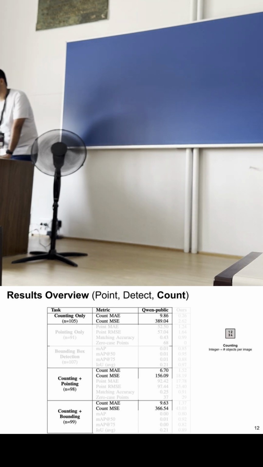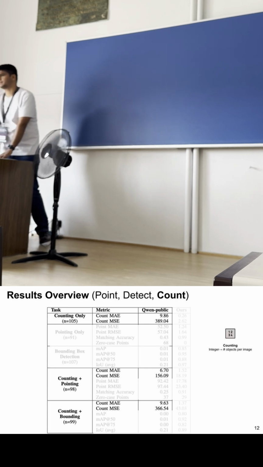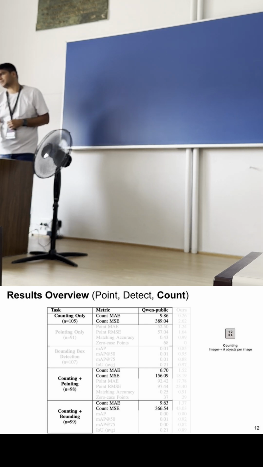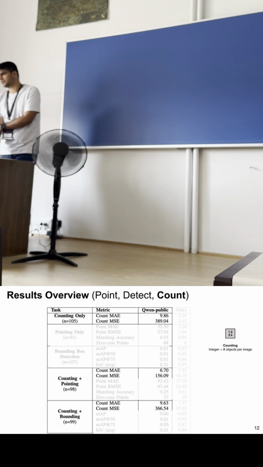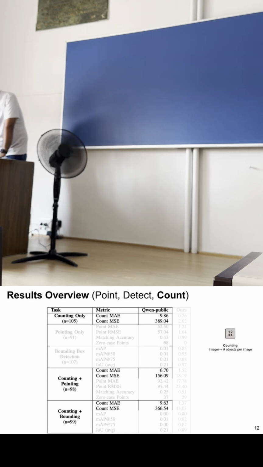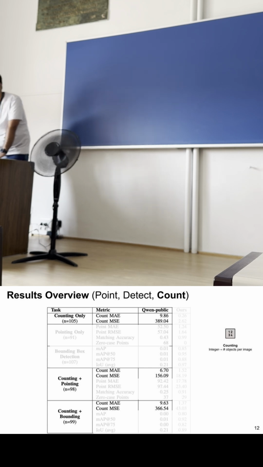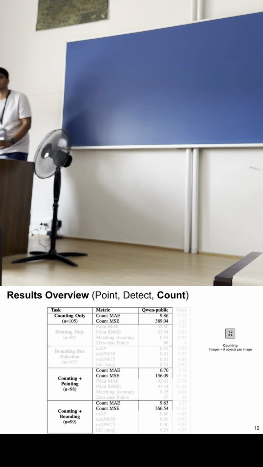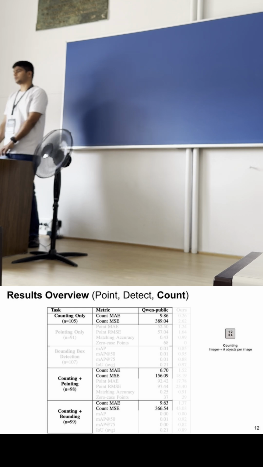Now we continue with the pointing task. The same finding cannot be generalized to all tasks, but in counting it holds. But in pointing, as you can see in the pointing only task, if you ask it to only output 2D coordinates, then the error is in this magnitude, like 52. But if you ask it to count and point together like before, the error in the pointing task will increase. It's not that high, but it will change. This is what we found.